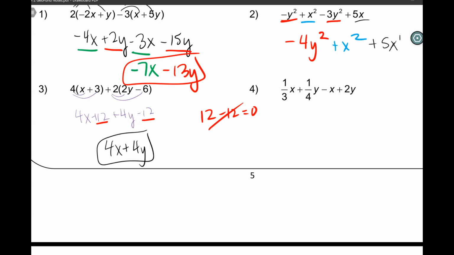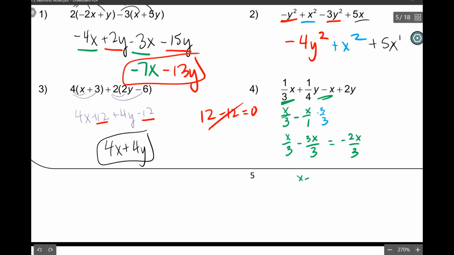And let's see, I need to combine like terms here on part 4. 1/3 x minus x. I'm going to rewrite it a little different. So I have x over 3 minus x over 1. I need to multiply to make like terms. x over 3 minus 3x over 3. So x minus 3x is negative 2x over 3. Because you can think about it this way: x minus 3x all over 3. 1 minus 3 is negative 2.